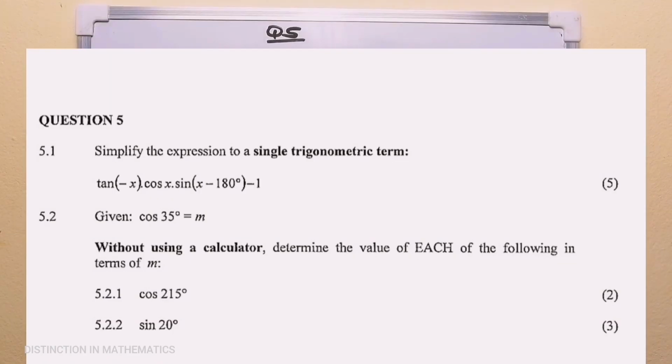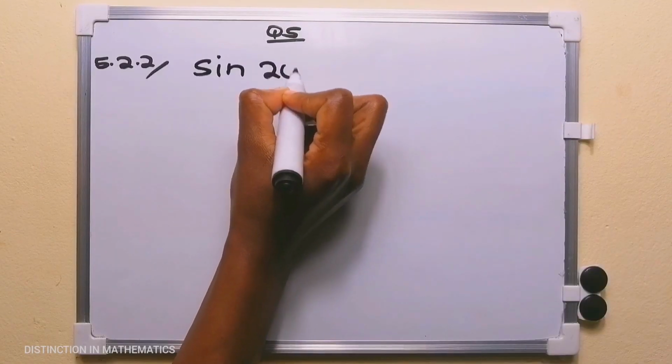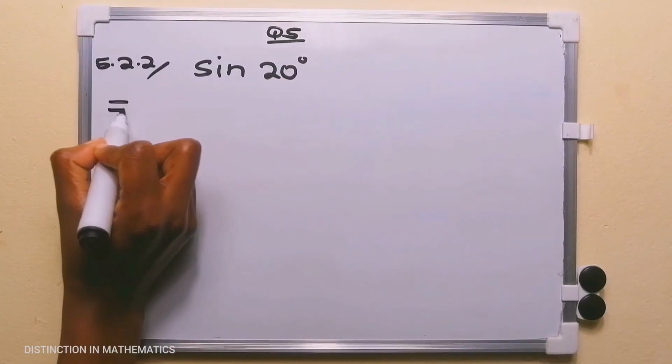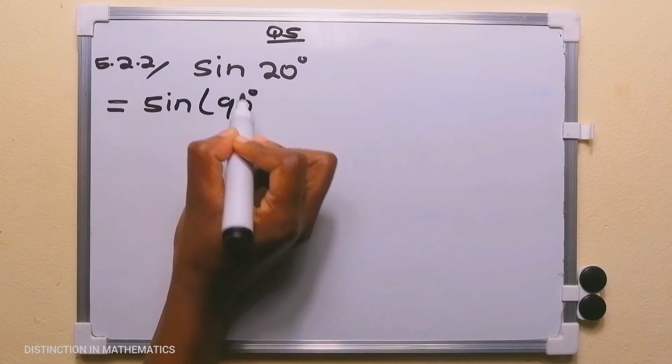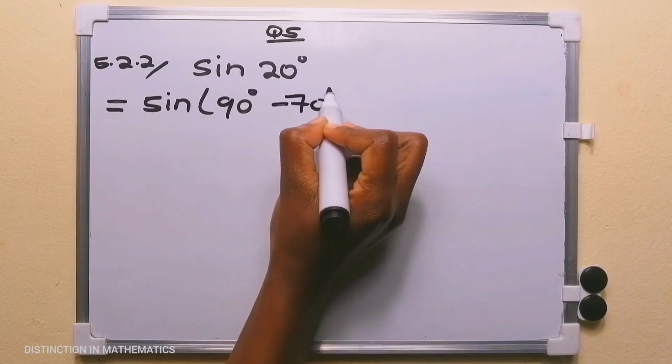The same goes for sine 20 degrees. You just have to know which angles minus or add on each other to give you an angle that you are looking for. So you will have 90 degrees minus 70 degrees, which will give you 20 degrees.